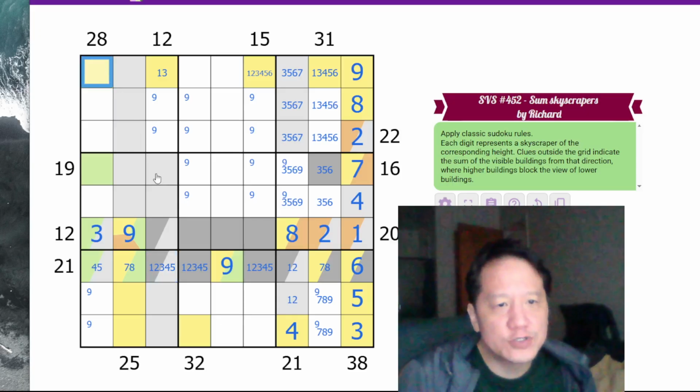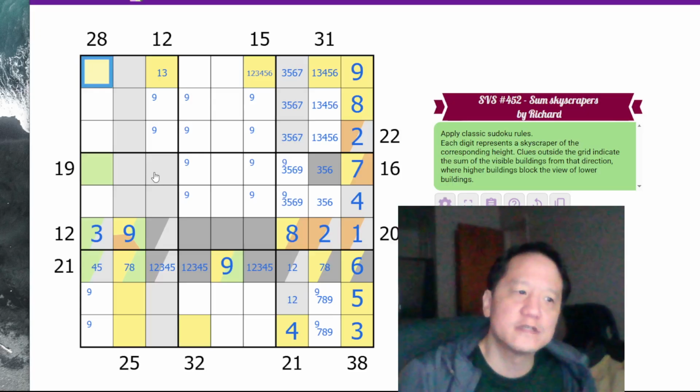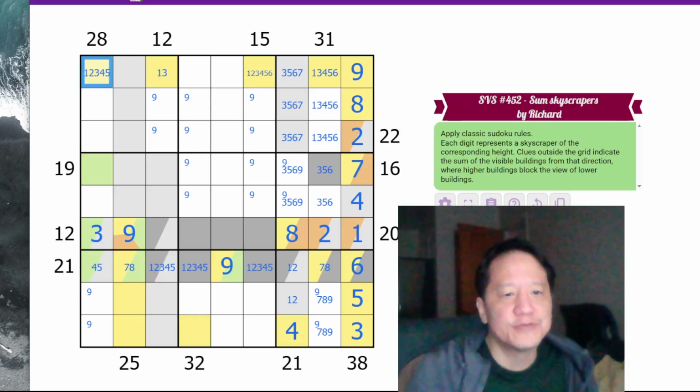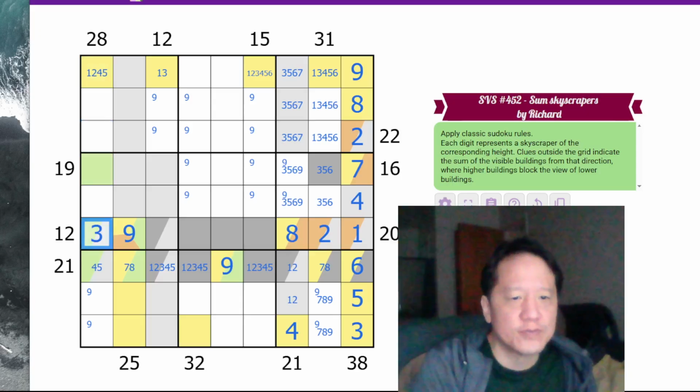To add up a 28, you cannot have 3 digits, so that eliminates 7, 8, or 9 there. Can you have a 6? No, because 6, 7, 8, 9 adds up to 30. Could you have 5? You could have 5. So this is 1 through 5 there. Cannot be 3 because of 3 in the column.